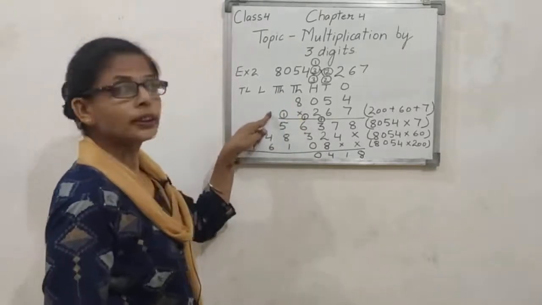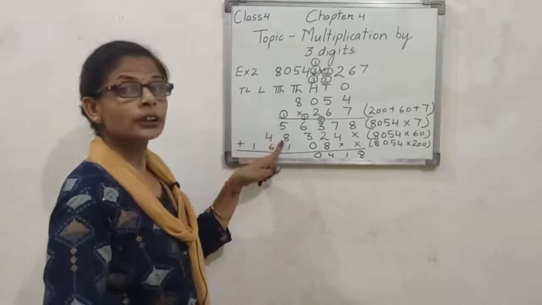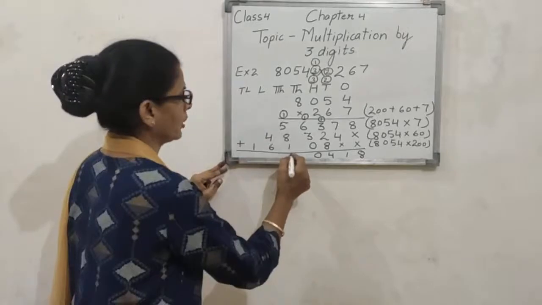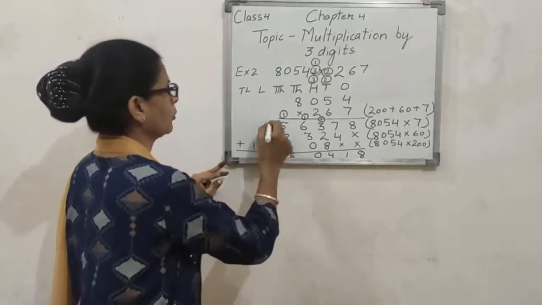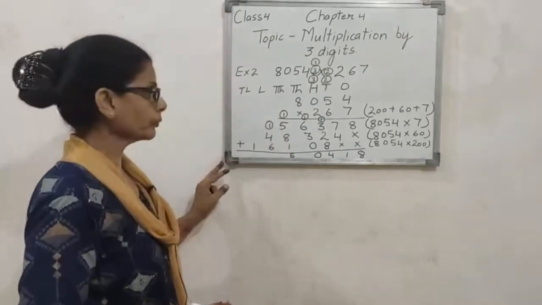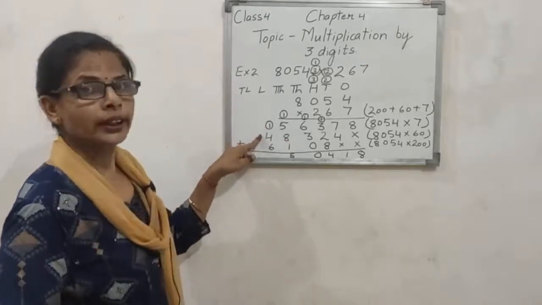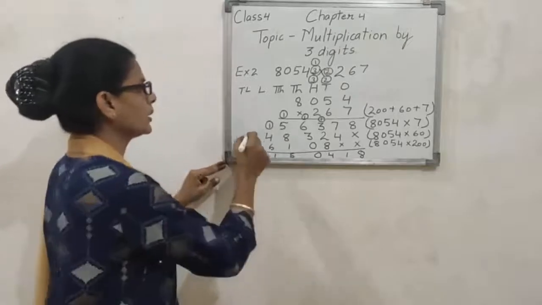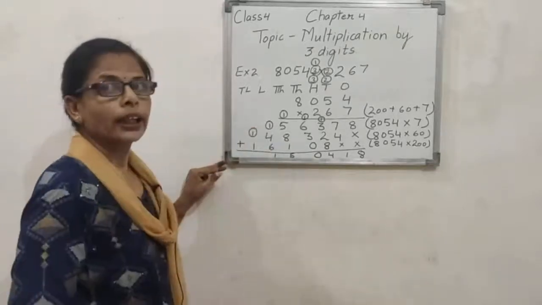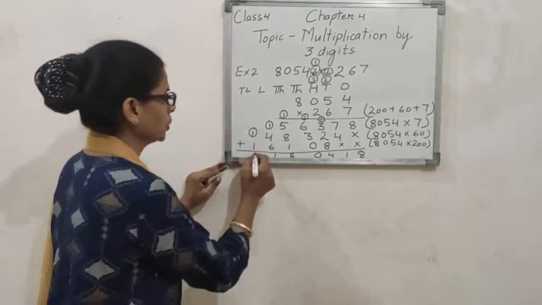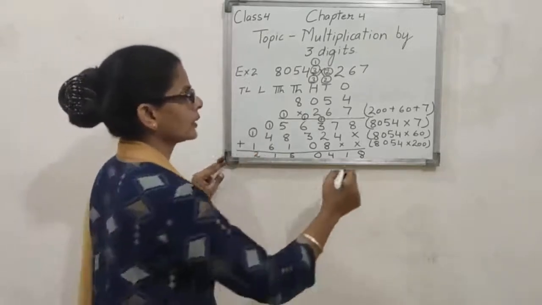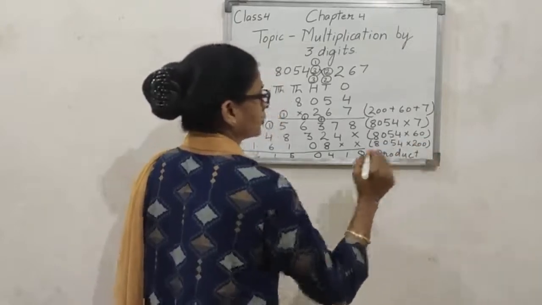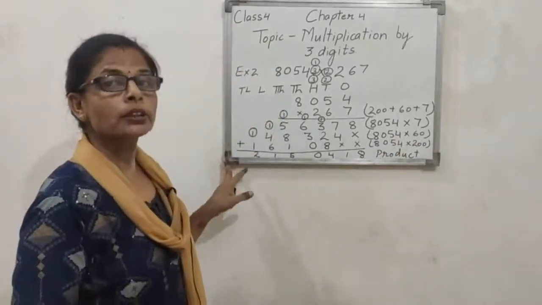Now 5 and 1, 6. 6 plus 8 is 14. 14 plus 1, 15. So 5 will be written on 10,000 place and 1 will be carried on the lakh place. Now 6 plus 4, 10. 10 and 1, 11. 1 will be written on the lakh place and 1 will be carried to the 10 lakh place. 1 plus 1, 2. So this is the product. The answer of multiplication is known as product.